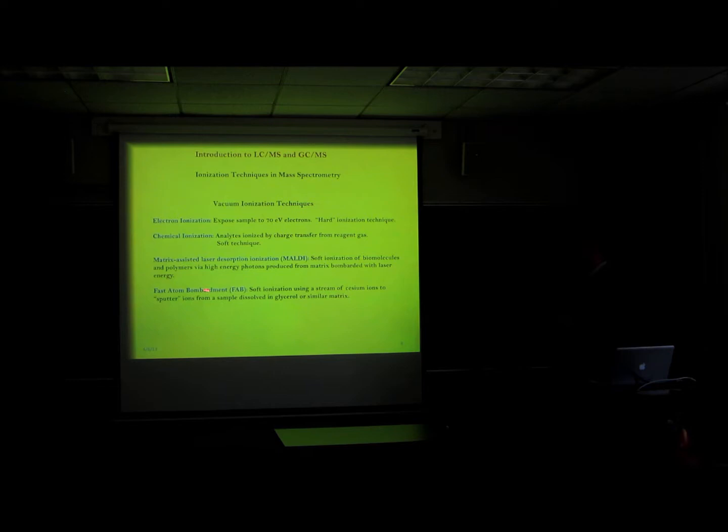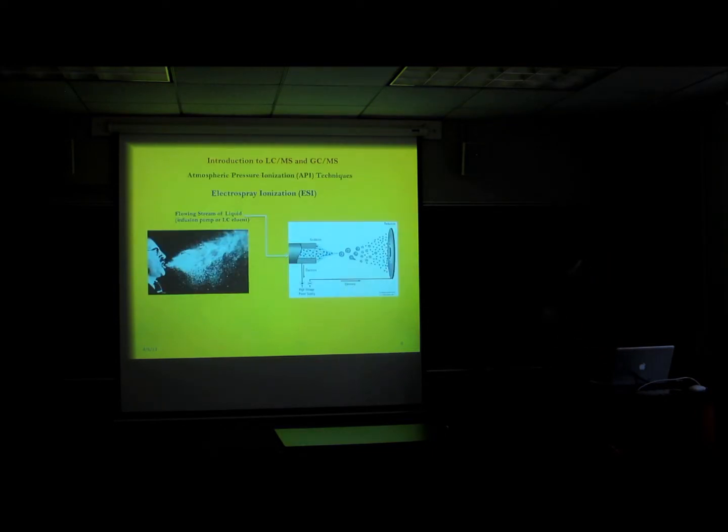Fast atom bombardment is finally one other vacuum ionization technique. Again, it's soft ionization. You're using a stream of cesium ions to sputter ions from a sample that's dissolved in glycerol or some other matrix. Again, this takes place under high vacuum, so FAB, as it's called, is not very compatible with separations at the front end. In 1989, a man named John Fenn, who was at Princeton, developed electrospray ionization for mass spectrometry.